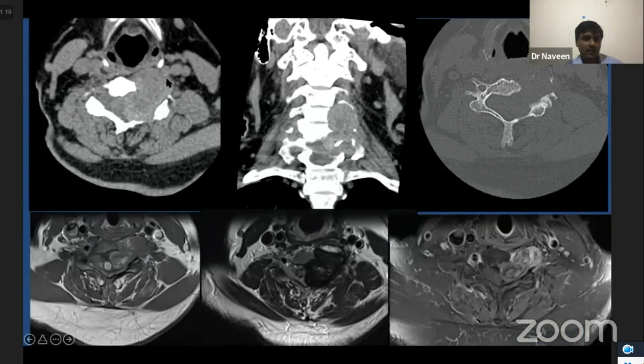This is another case where we can see a dumbbell-shaped hyperdense lesion seen in the spinal canal as well as extending into the prevertebral space through the neural foramina, causing its widening. Here we can see scalloping of the vertebrae. No destruction is seen, only scalloping and thinning of the vertebral body. This is the T1 section, which shows a hypointense lesion with multiple hyperintense areas within. On T2, it appears predominantly hypointense. And on post-contrast study it shows heterogeneous enhancement. So this is a case of a neurofibroma with hemorrhagic content within.